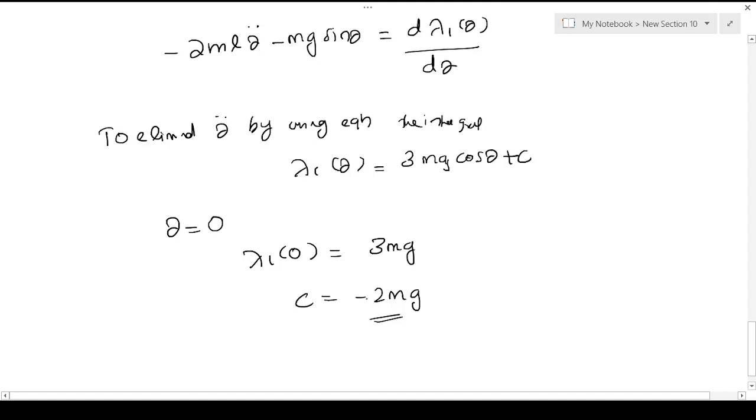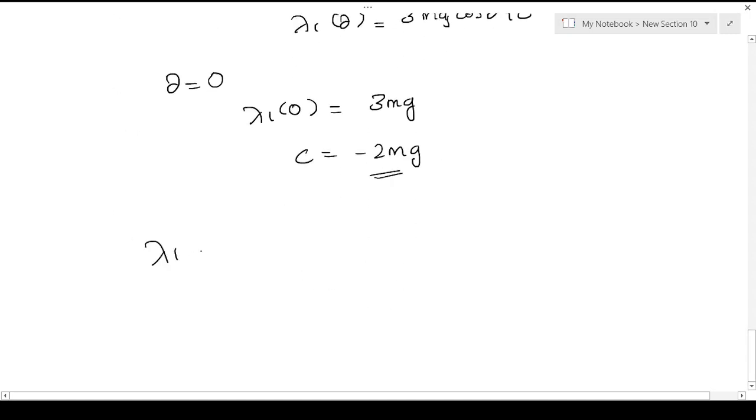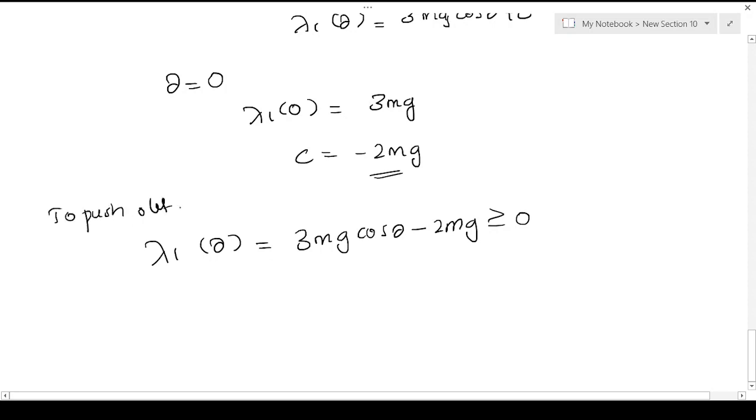Okay, so the particle m will stay on the surface as long as the force of constraint is non-negative. That means as long as the surface has to push outward the particle, lambda 1 of theta should be such that lambda 1 of theta equals 3 mg cos theta minus 2 mg, which should be greater than or equal to 0. As long as the surface has to push outward the particle, lambda 1 of theta should be this value.